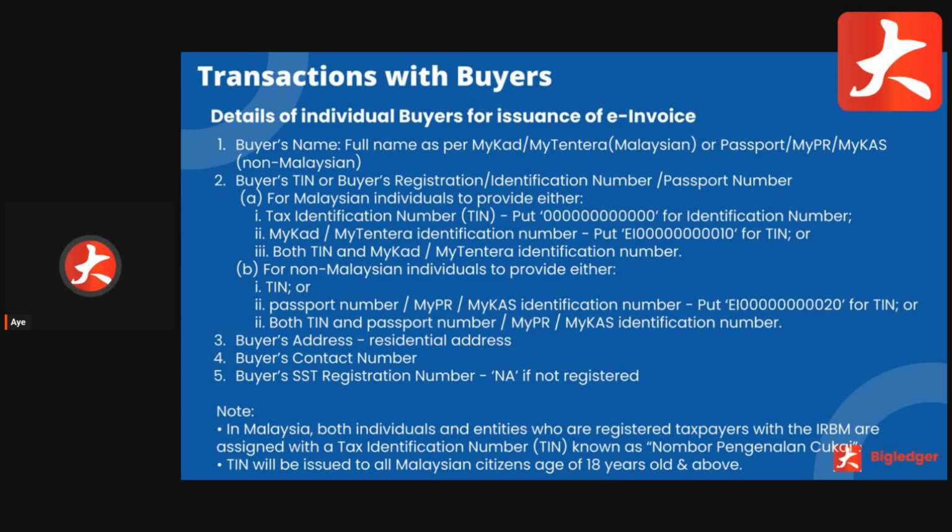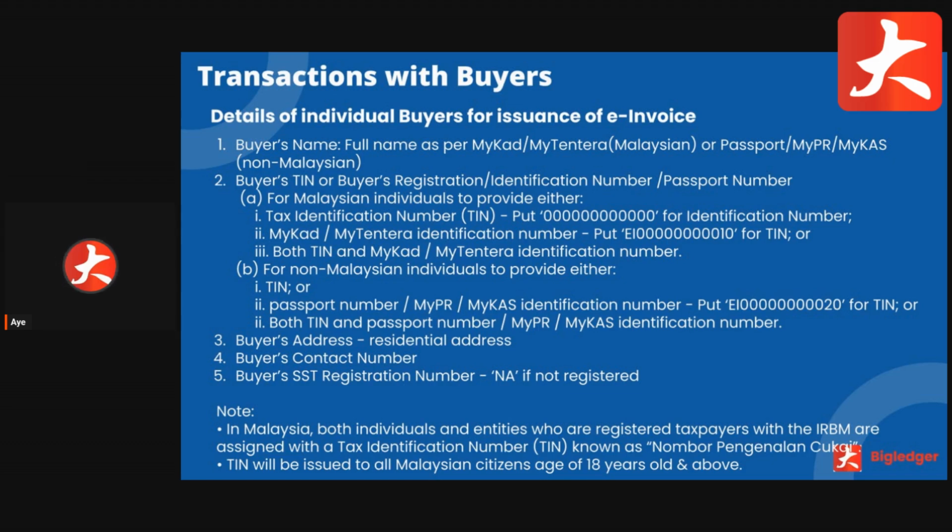For all the e-invoices, the supplier side must put the individual buyer's details if it's an individual submission. This is the compulsory information that buyers need to provide. First one is the buyer's name. Buyers need to provide the full name as per IC, or passport if it's a foreigner, or BRN, based on BRN, the company name. Then the second one is the buyer's TIN or the buyer's IC number, passport number, or BRN.